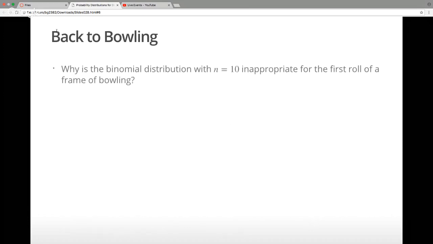Okay, bowling again. So why, you might say, could we use a binomial distribution with n equal 10 to help model the first roll of a frame of bowling, but why would that be inappropriate? Because the pins are obviously not independent of each other.